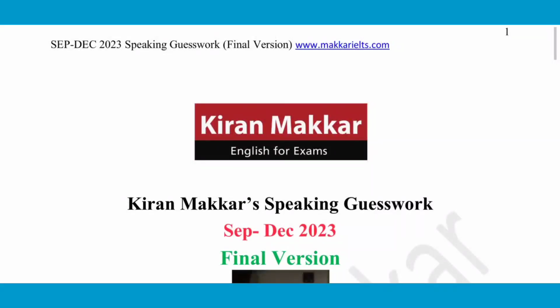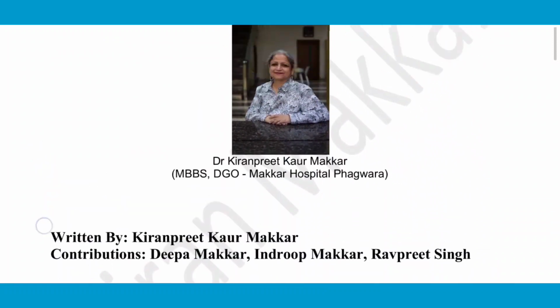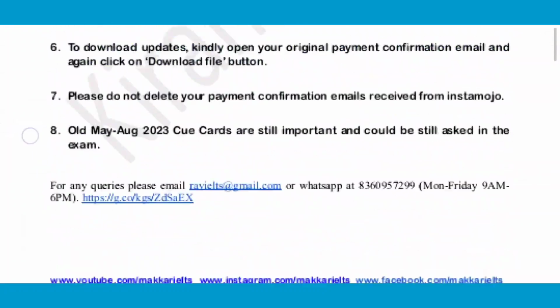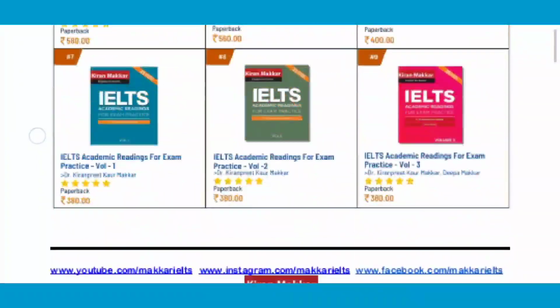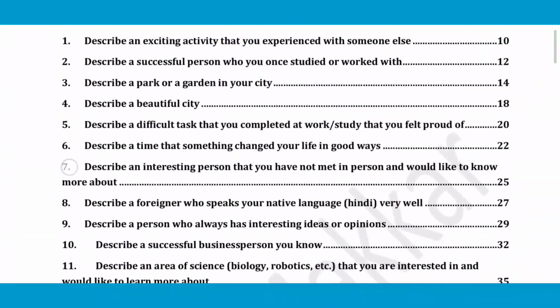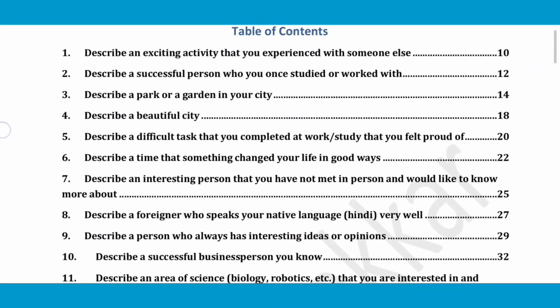If you want to score above band 7 in the speaking module, you will have to cover all those 84 cue cards before you sit in your exam. It means you must be ready with a pre-planned story, right?